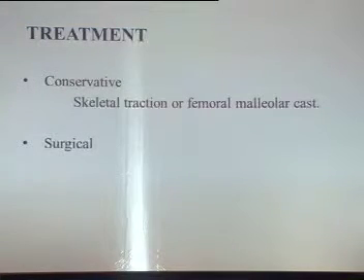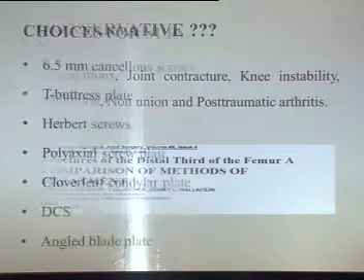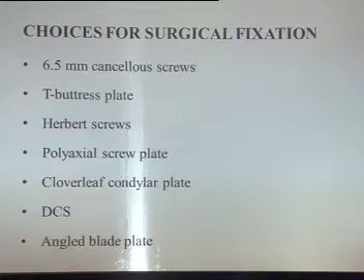So we have two options, the conservative and the surgical. The conservative is skeletal traction or a femoral malleolar cast, and conservative treatment is well documented for angulation, joint contracture, knee instability, union, non-union, and post-traumatic arthritis. So the treatment of choice is surgery, and these are the various options we have presently, and the most commonly used one is the 6.5 mm cancellous screw.